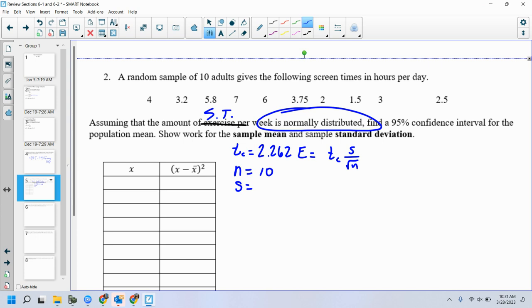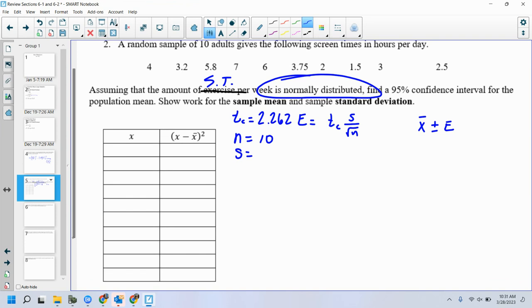Now, do I need my sample mean for the calculation for error margin? No, but I do need it when I go to actually find my confidence interval, right? Because I'm going to need to look at x bar plus or minus E. That's going to get me my confidence interval. So I'll need that eventually. All right, let's get to it.